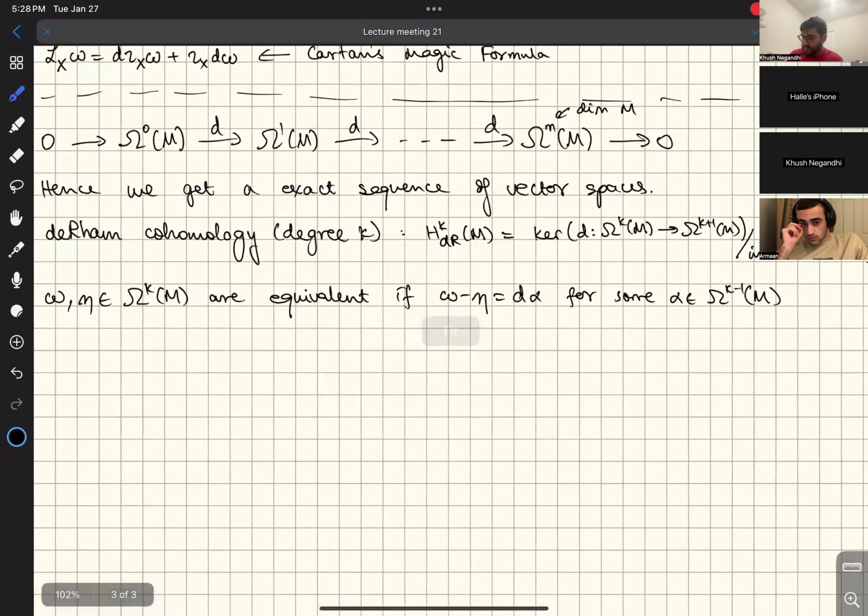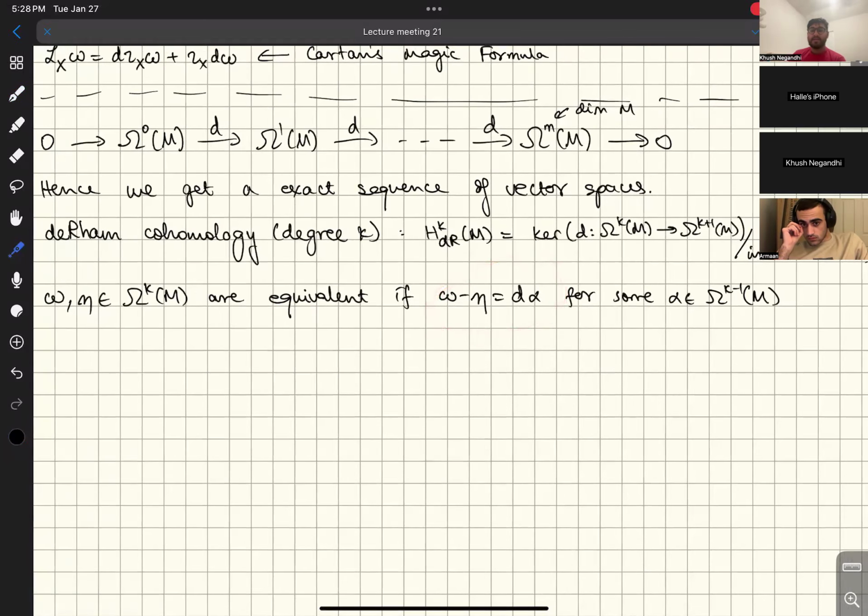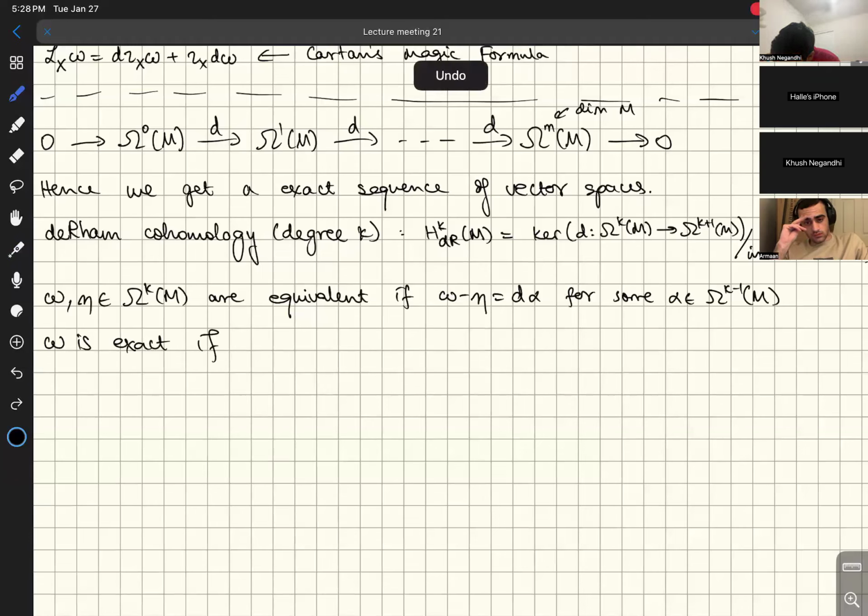Does this equivalence make sense? Like what I'm saying here? Two forms are equivalent if their difference is exact. If a form is the exterior derivative of another form, it's called exact. So omega is exact if omega equals d alpha. Omega is closed if d omega equals 0. And now one very important question I can ask is: is every closed form exact?